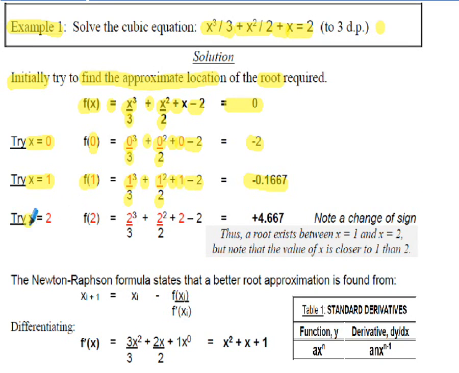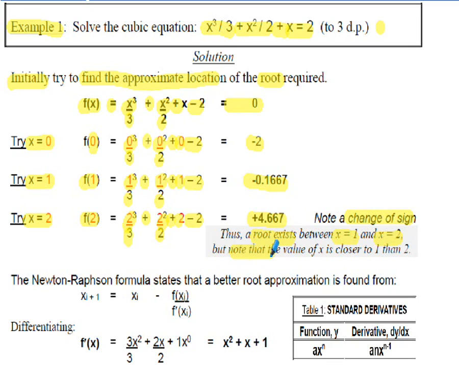Now I'll try x is equal to 2. Function of x on now 2, so replace the x with a 2, so it's 2 cubed upon 3 plus 2 squared upon 2 plus 2 minus 2. Evaluating, and I'll get positive 4.6 recurring. So we've got a change of sign. So now we know that a root exists between x is equal to 1 and x is equal to 2.